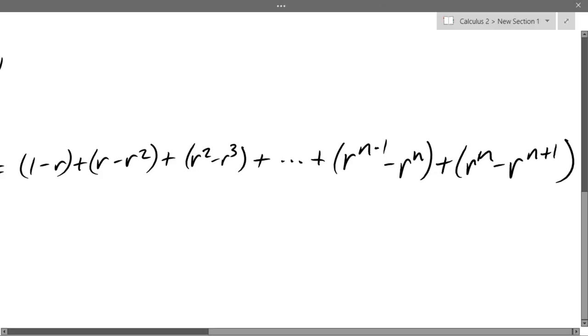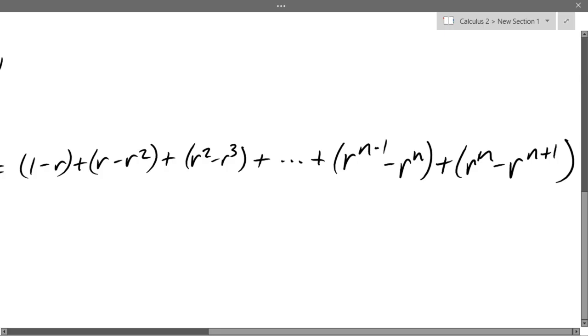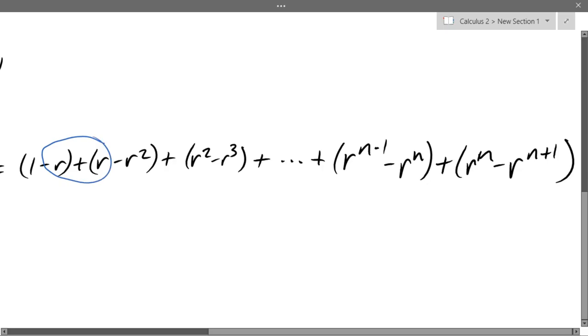So any questions getting to this? So we're okay with this right here. What can I start canceling out? What's the first thing you see that I can cancel out? So I can cancel out r with the minus r right next to it. So those cancel out. What else cancels? r squared. What would r cubed cancel with? The very next term, if I would have gone one more, and would have canceled there. So I'm just going to circle what would come next.